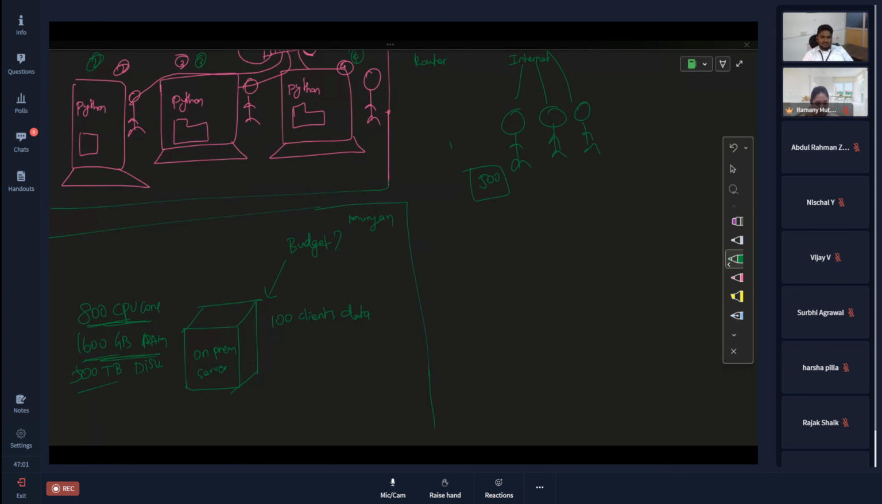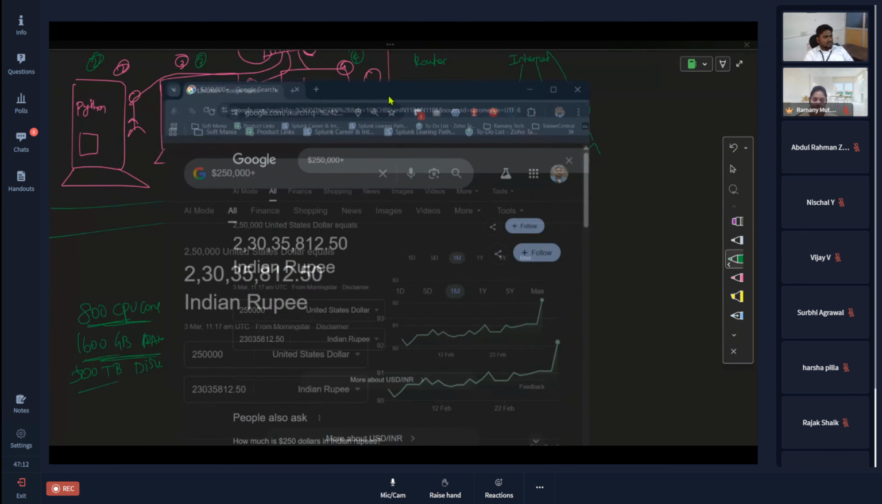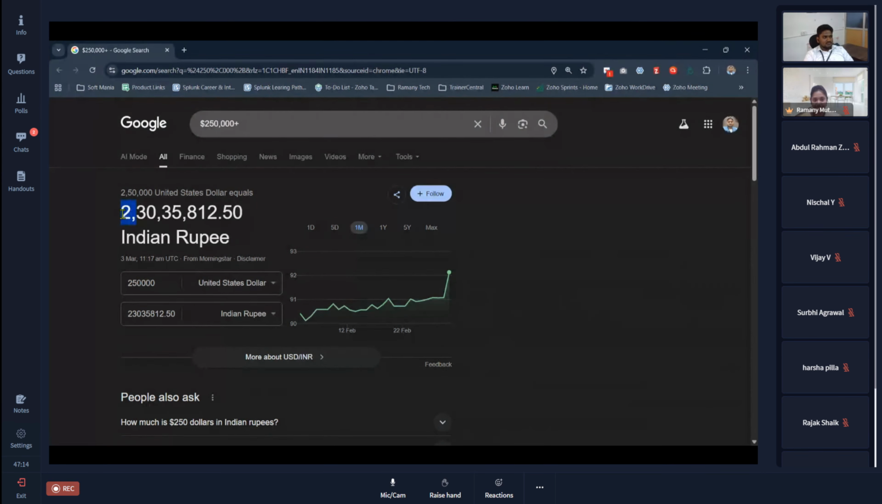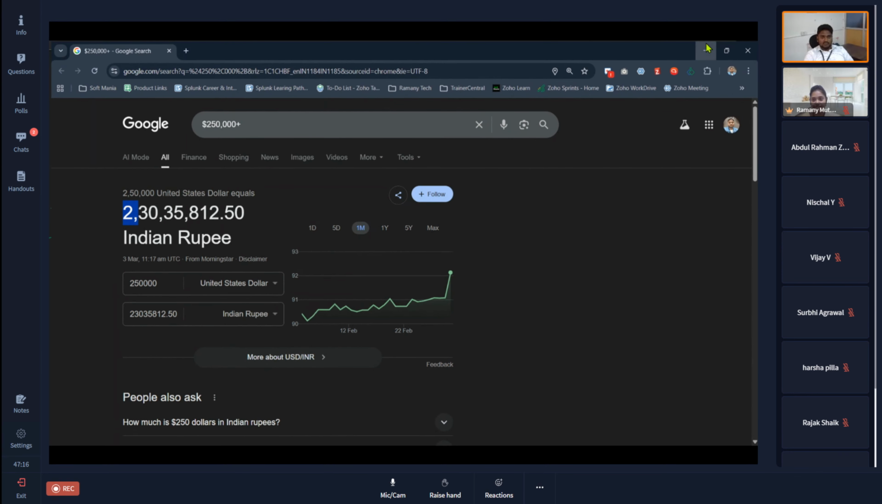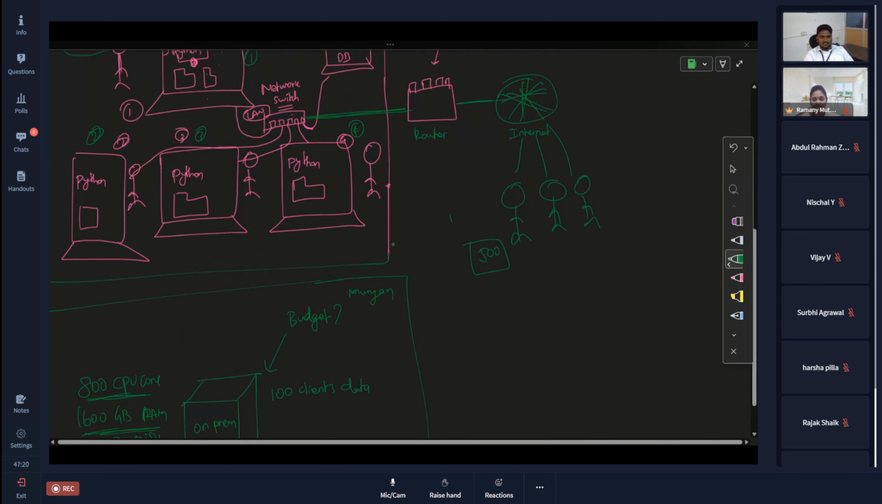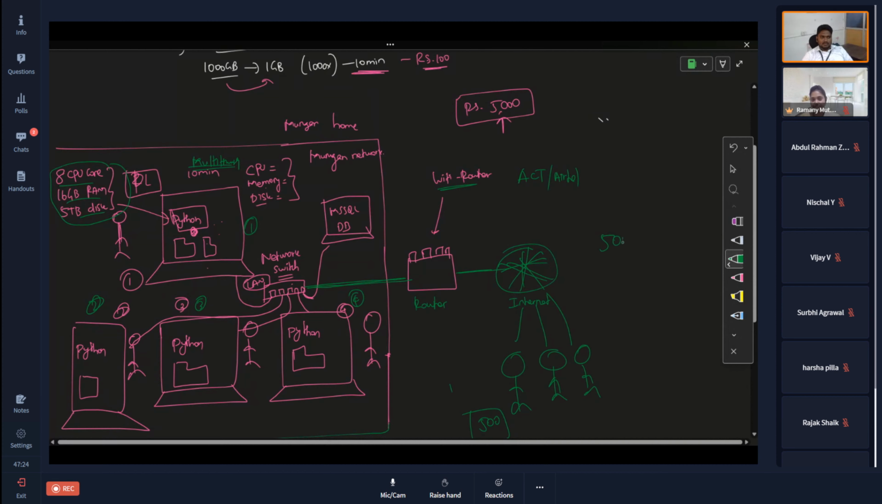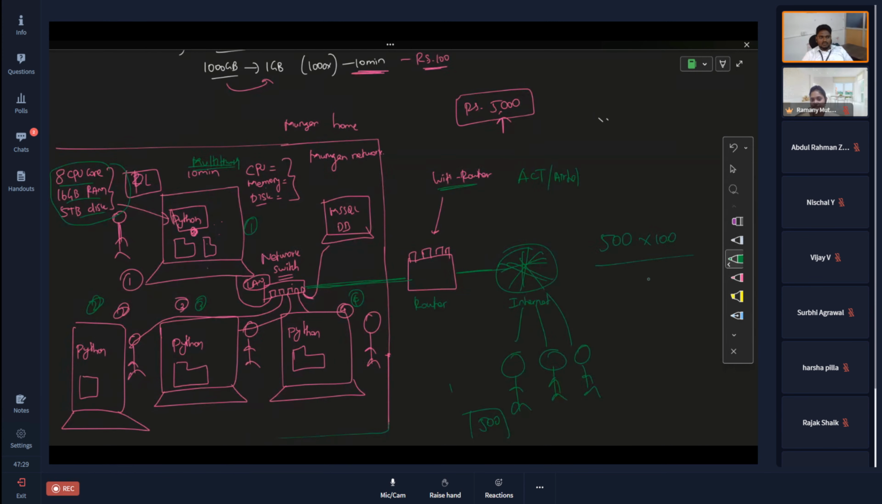Around $250K. How much is that in Indian rupees? So this is how much it is. Around 2.3 crores, right? To set up one server. Is it viable? See, for 500 clients, how much will he earn? For 500 clients at 100 rupees, he is going to earn 50,000, right? 50,000 per day.